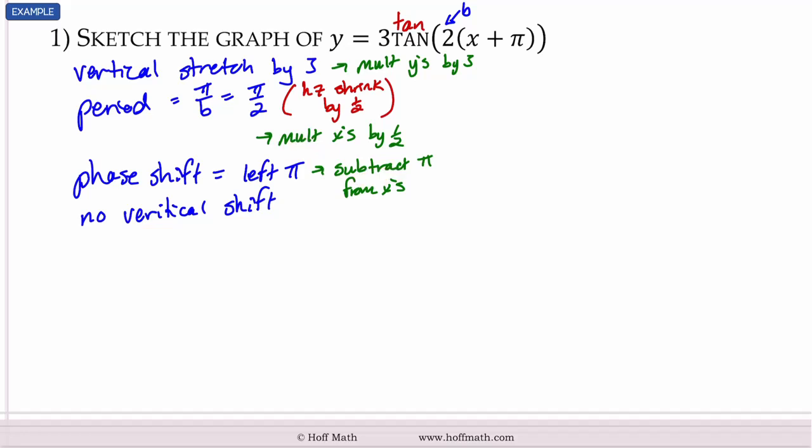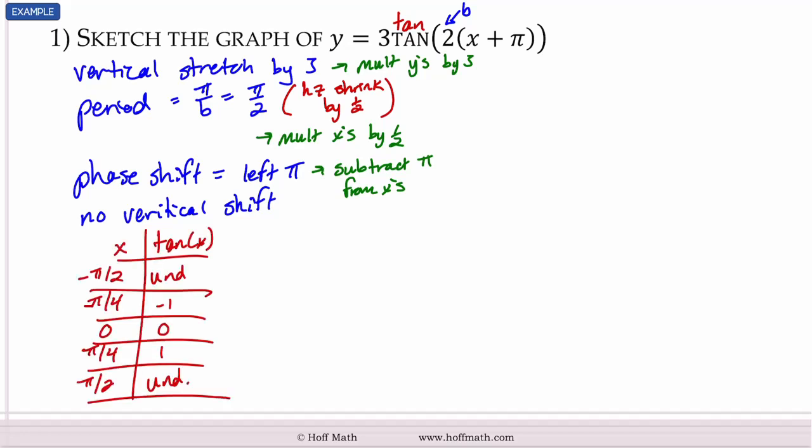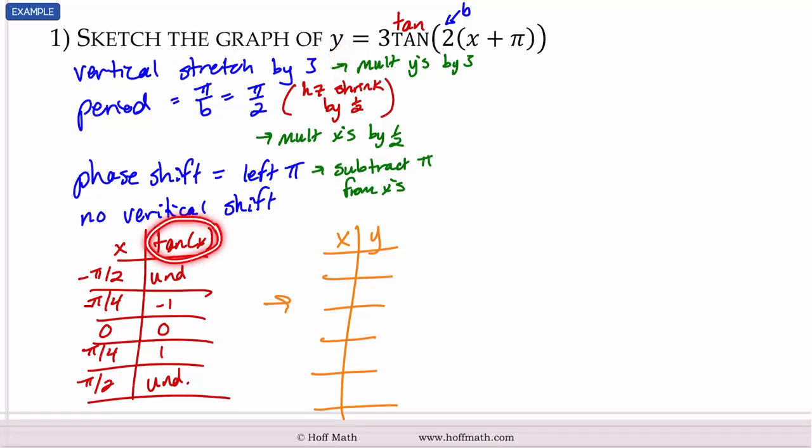So I'm going to start with my t-table from my parent graph. Here's the t-table for my parent graph. Now I need to transform these values, so I'm going to make another t-table. Notice in the t-table that I'm labeling this column y because my graph is called y, and in my original t-table, I called it tangent of x. That's just for the parent graph. There's only one transformation that's affecting the y coordinates, and that's pretty easy. Just multiply the y's by 3. So I'm going to go ahead and do that.